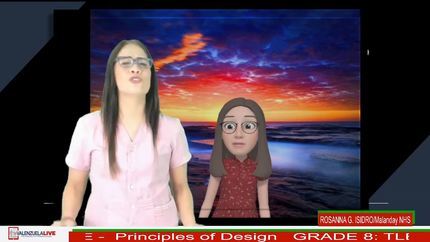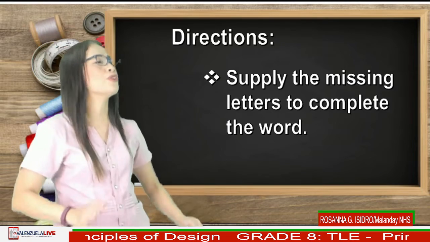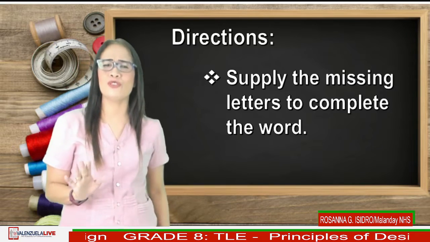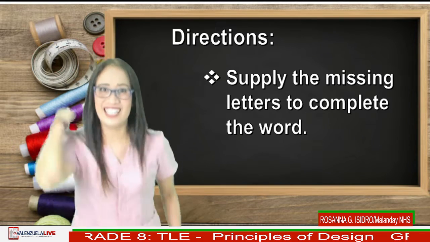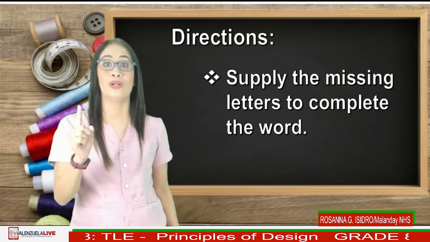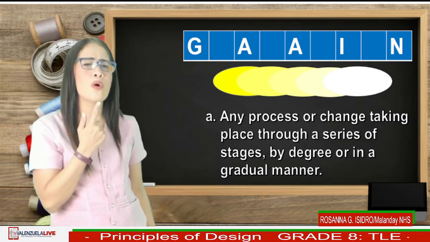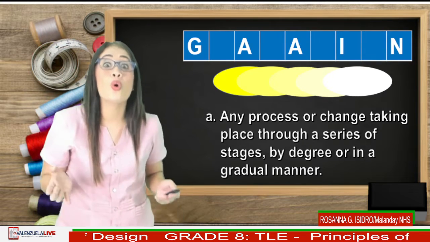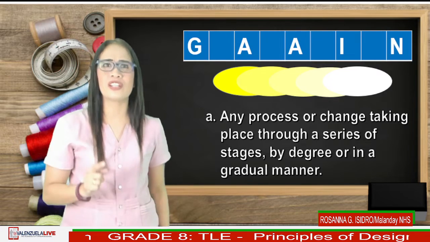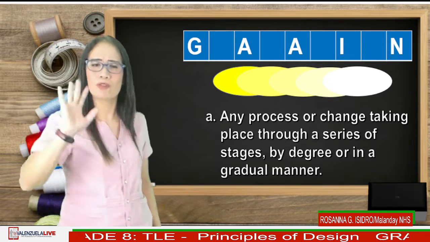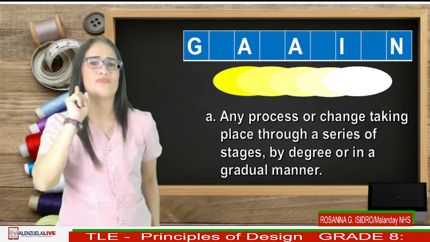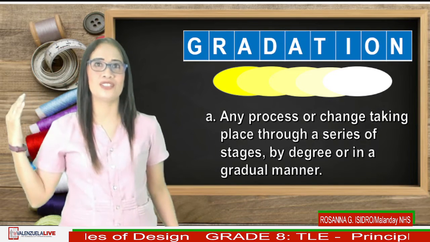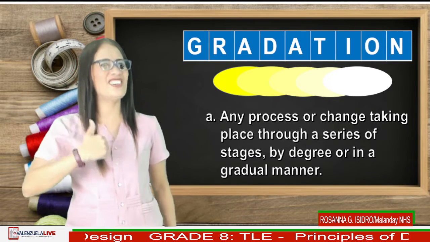All you have to do is supply the missing letters to complete the word. You only have 5 seconds to answer every question. Let's get it on! Number 1, or letter A. Any process or change taking place through a series of stages by degree or in a gradual manner. Your time starts now. 5, 4, 3, 2, 1. Oops, your time is up. If your answer is gradation, you are correct.